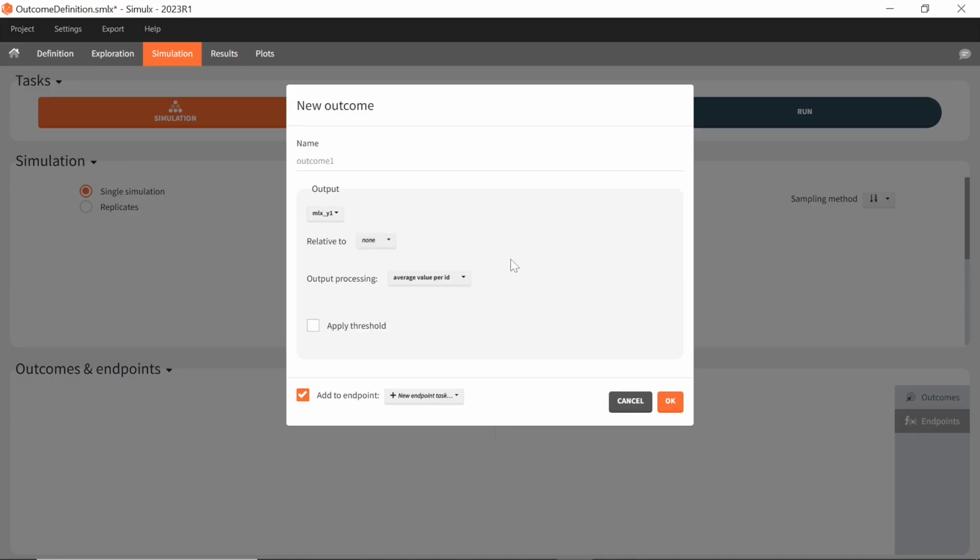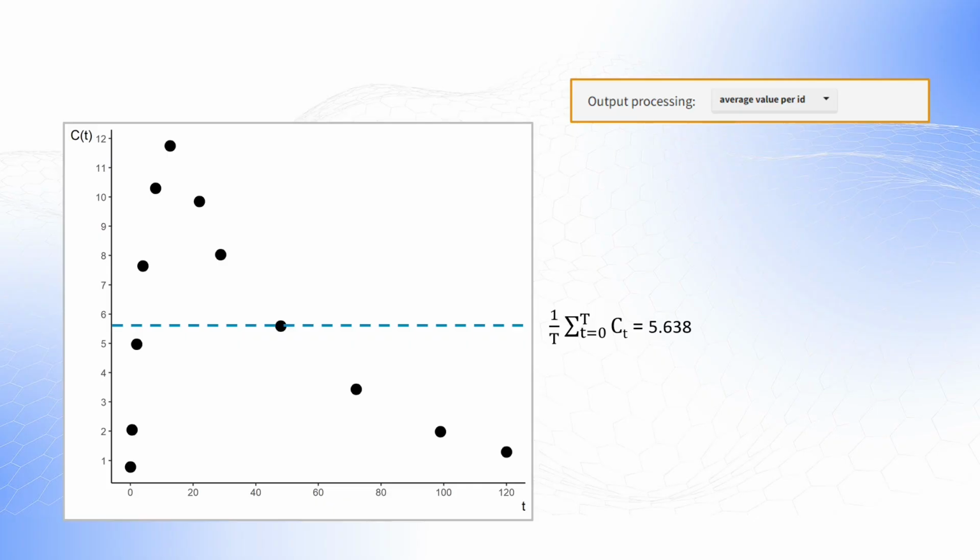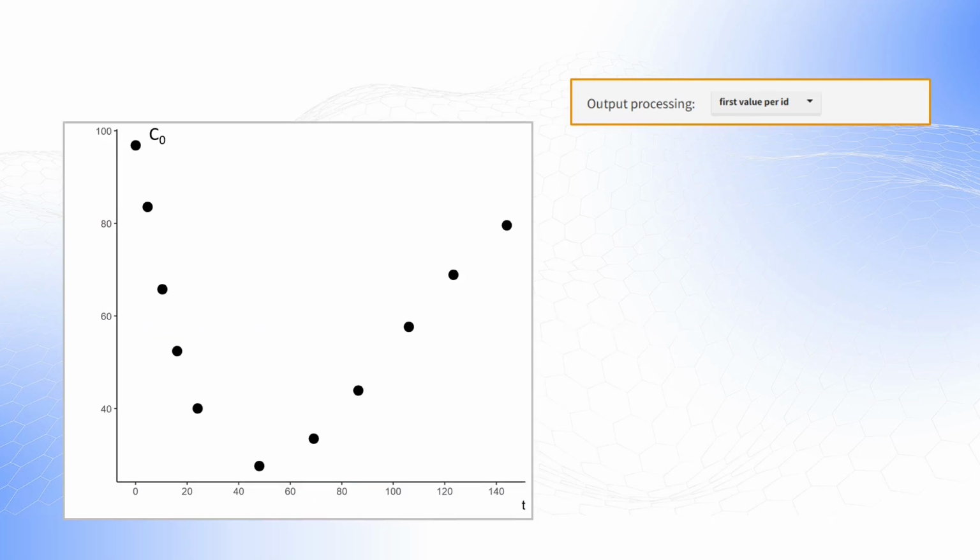An element for output processing can be picked. Output processing will cause the calculation of a specific value in the profile for each individual. Once again, we have a variety of options. Let's look at them one by one in detail. If you select average value, the arithmetic mean of the corresponding profile is calculated for each subject. With first value per ID, the first available value of the profile per subject is determined. Analogously with last value per ID.